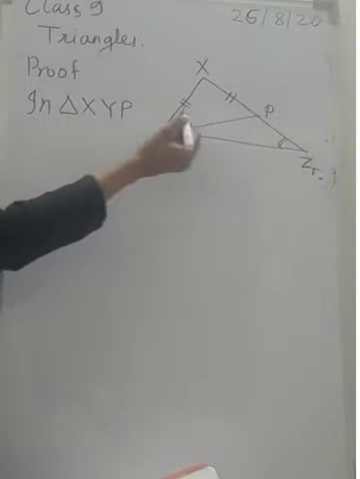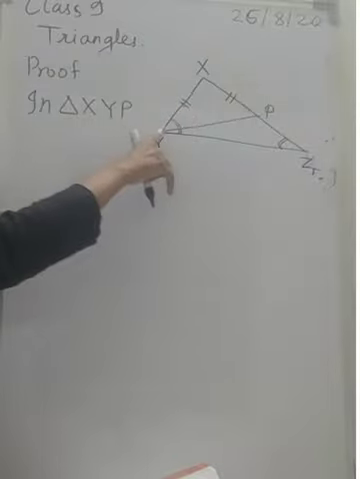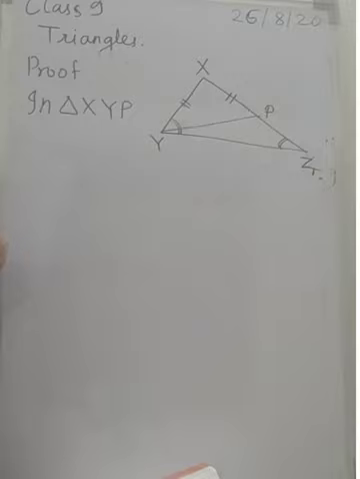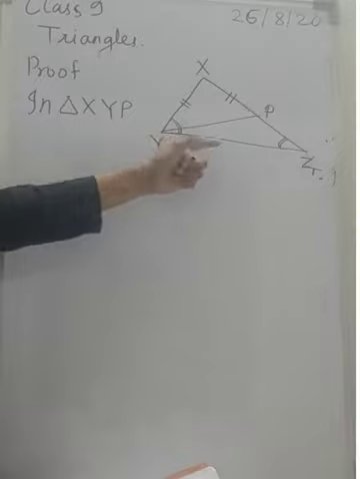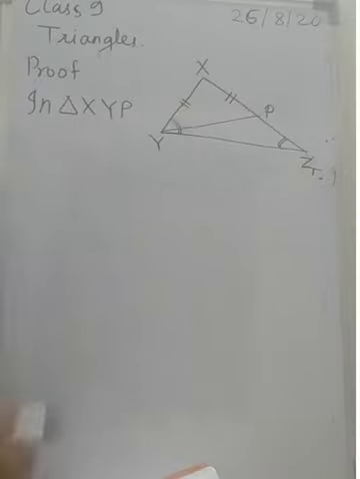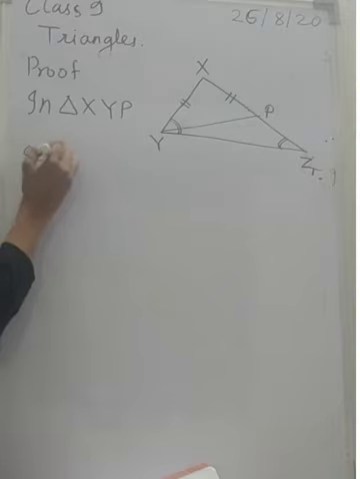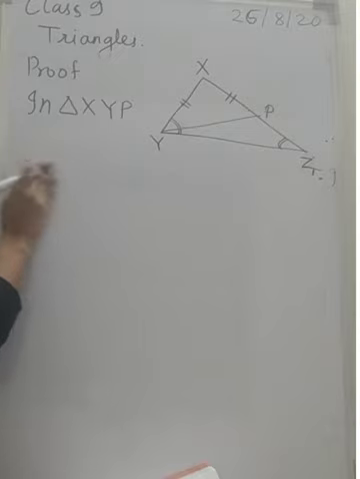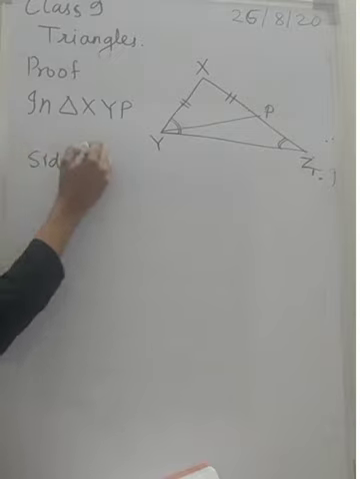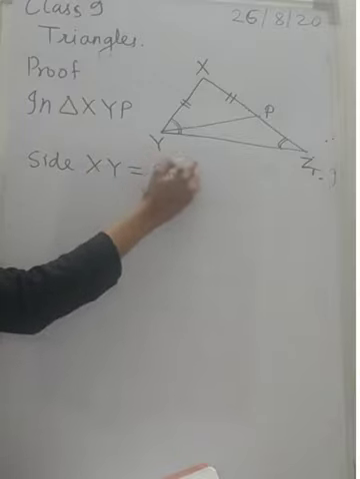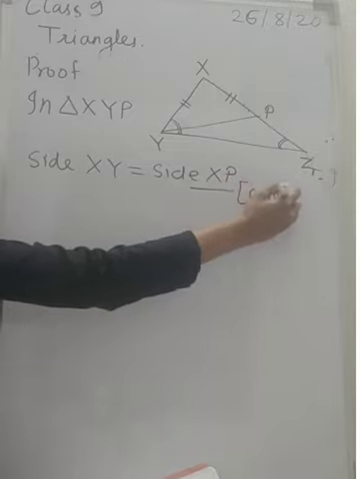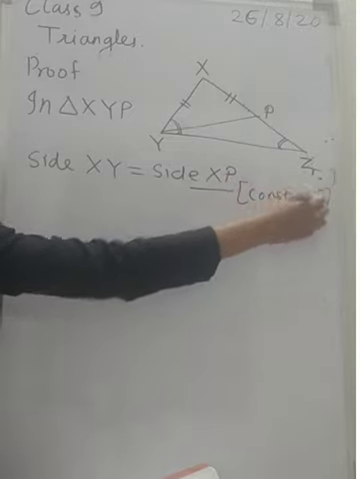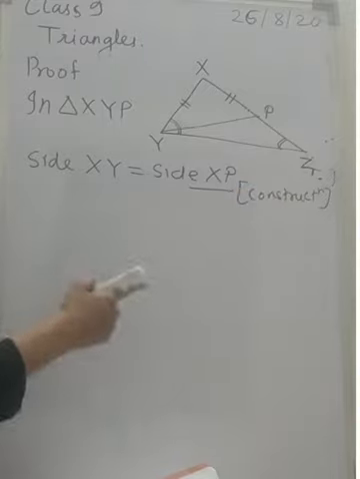So we have constructed this line and point P, and we have done it in such a way that these two sides will be equal. So I am going to write that the segment, or you can just say side, XY is equal to side XP. This is from construction. You have to write it fully; I don't have space, so I'm not writing that.